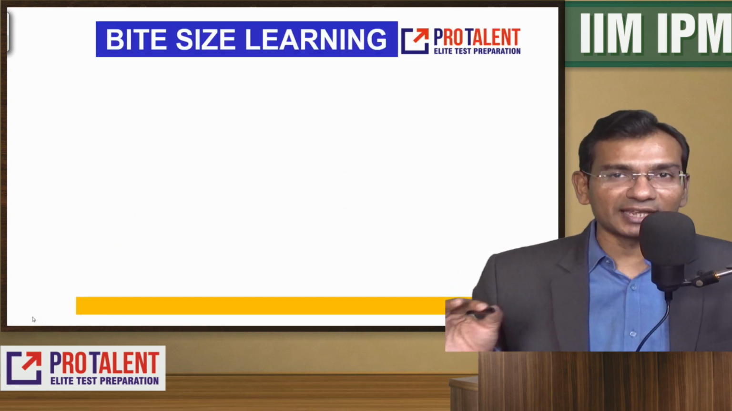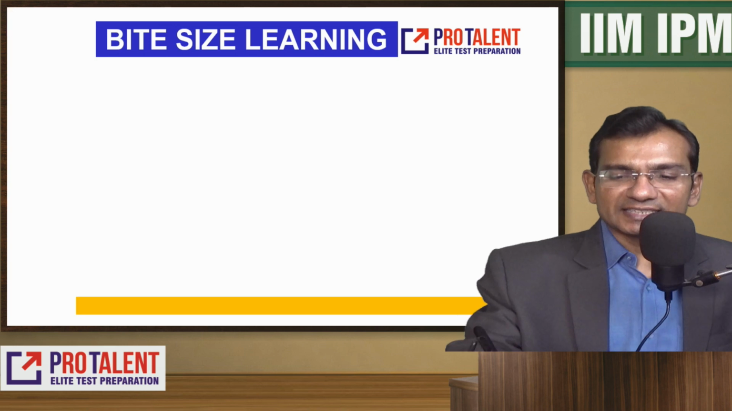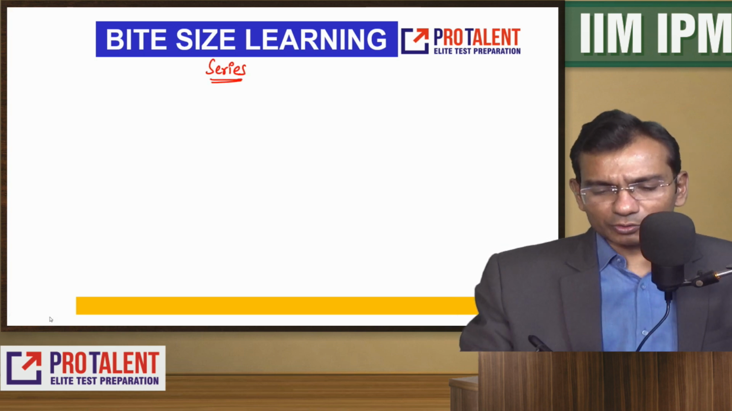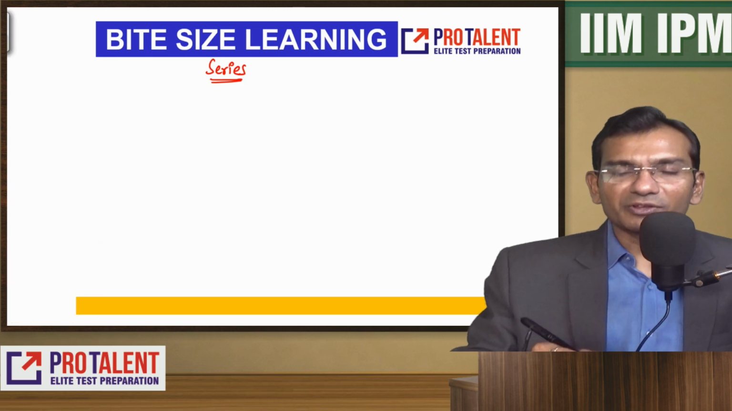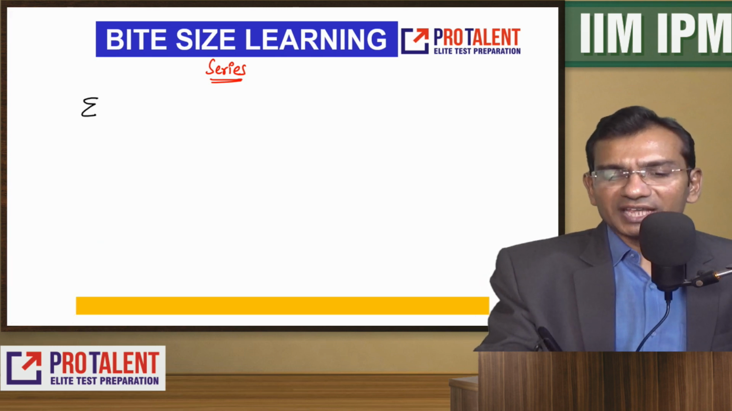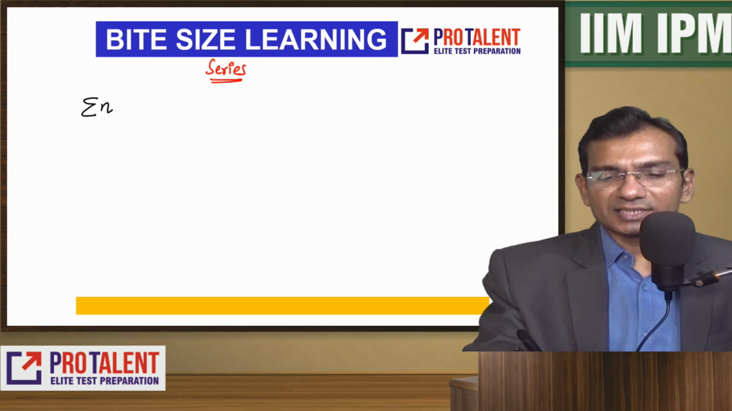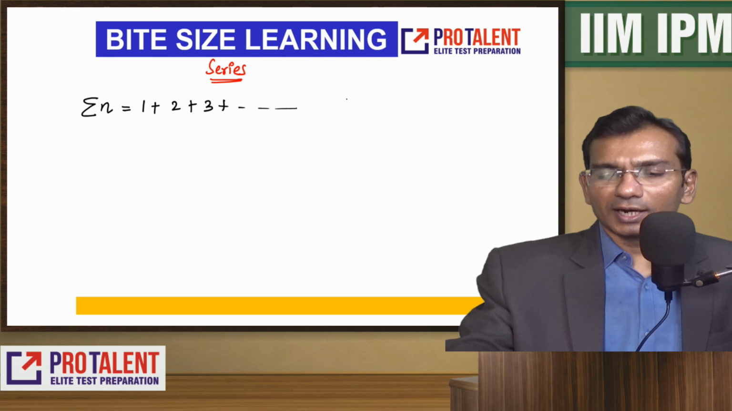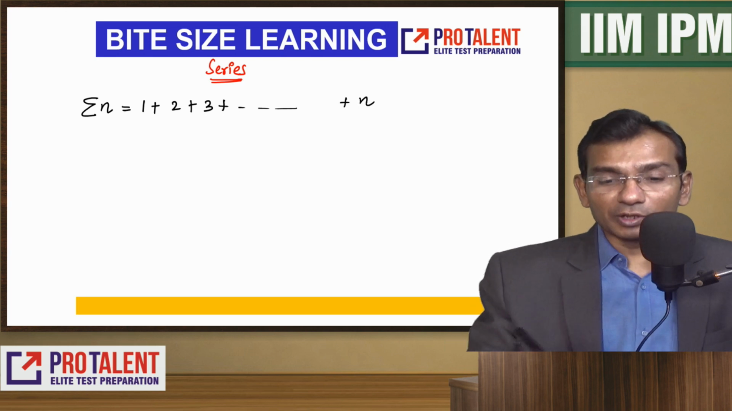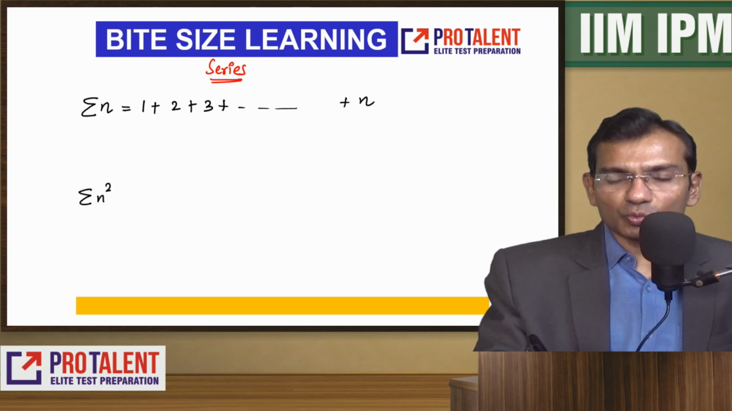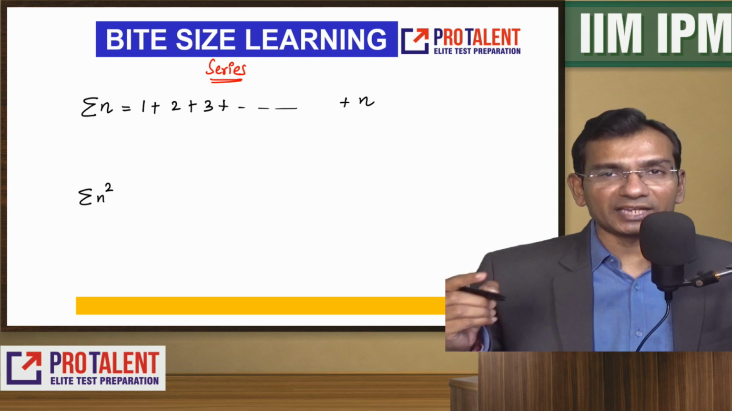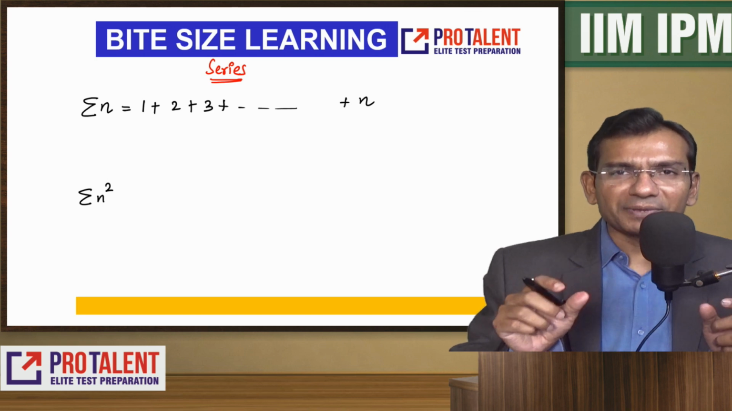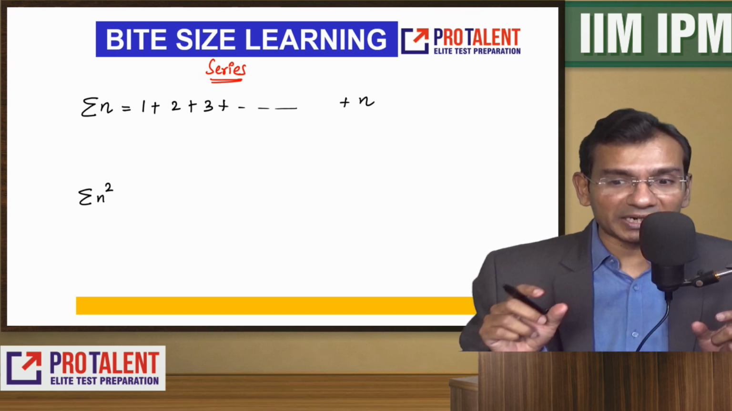आज का टॉपिक है सीरीज, very important part. Today we are going to understand the formula for the sum of n values, that is 1 plus 2 plus 3 plus 4 up to n. We will also see the sum of n square and the sum of n cube, and we will also apply some fundamentals of AP, that is arithmetic progression, in this discussion.